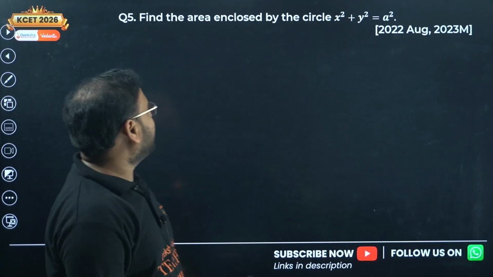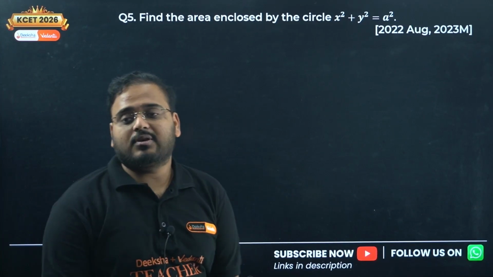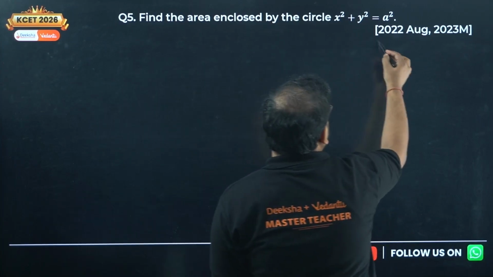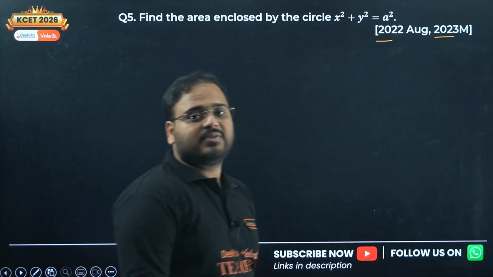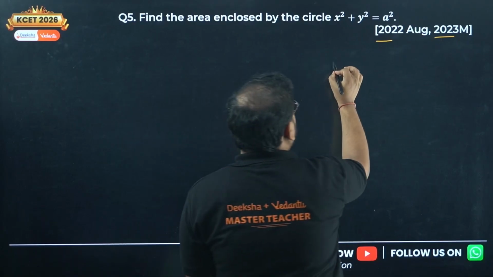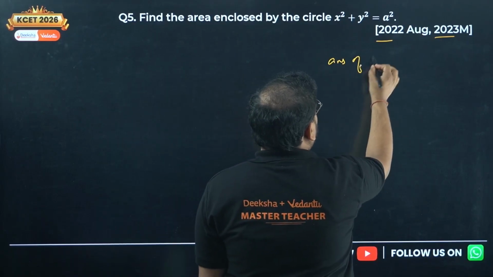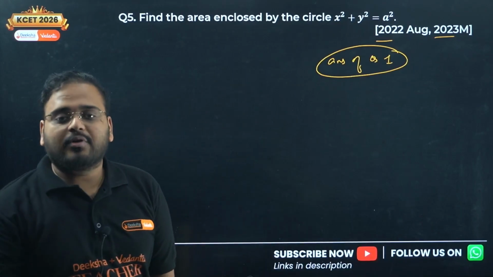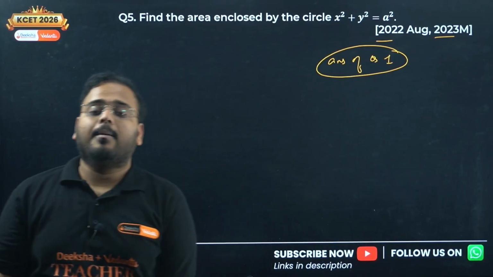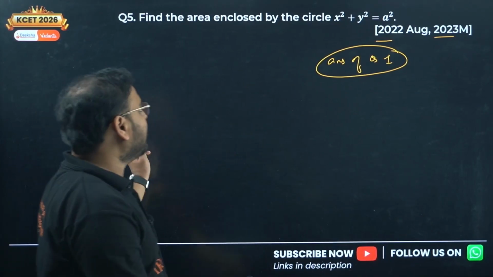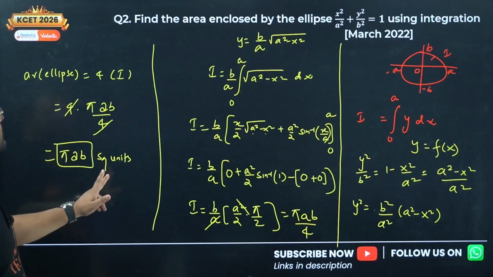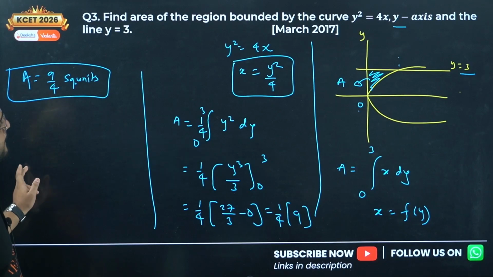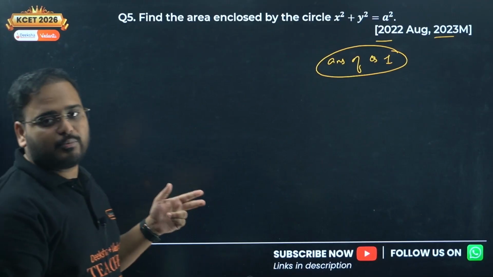Next, find the area enclosed by the circle x square plus y square equals a square. We just did this question. Remember, this is a repetitive question, it came in the March paper as well, same as the answer of question number 1. Why did I show you the same question over here? Because you can see the trend of the problems, that they are repeating in nature. Check here, this was the question, right? Got it? Exact same question has been repeated.